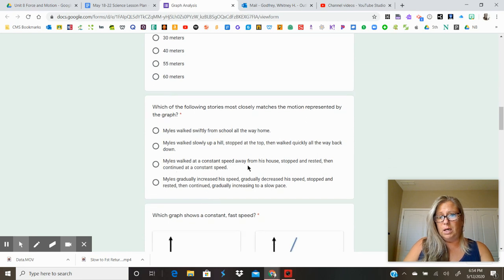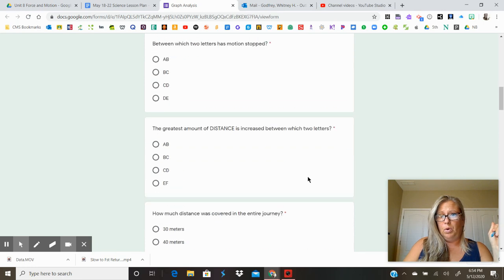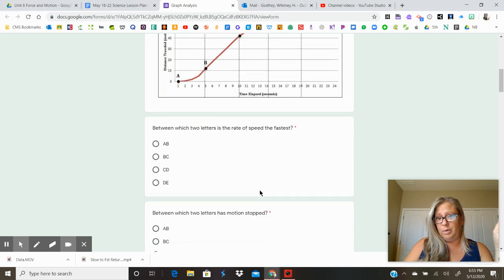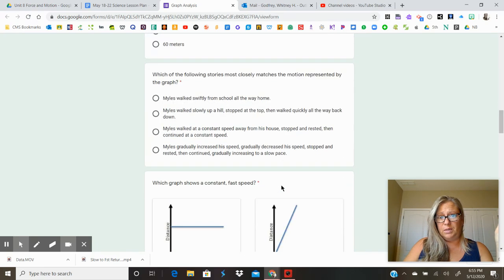Miles walked at a constant speed away from his house, stopped and rested, and then continued at a constant speed. Well, I know diagonals are constant. You see how this is curvy? So it wasn't constant. It was slow, then faster. So that can't be right either. Let's see if the last one is right.